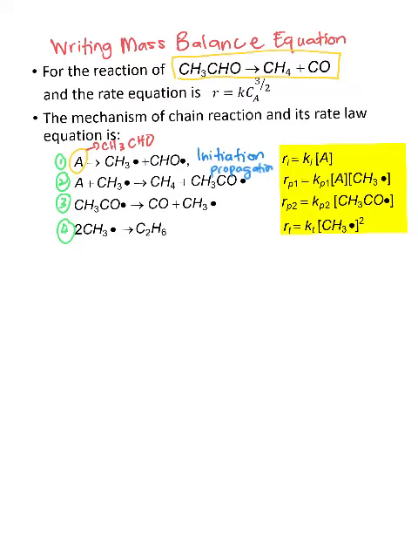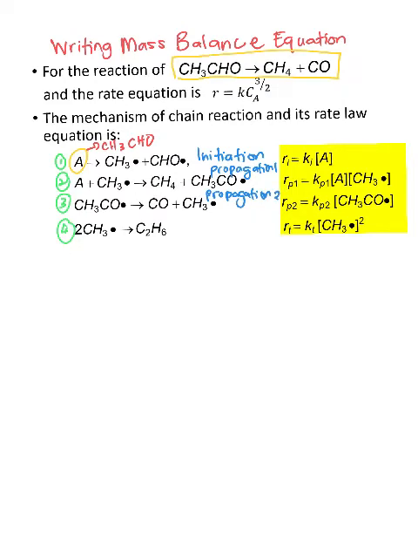Alright, then in the next step, the other radical CH3CO will react to produce another product, which is CO, and another radical species CH3. Because this step also produces the product, we call it a propagation step. So step 2 is propagation step 1. Step 3 is propagation step 2.